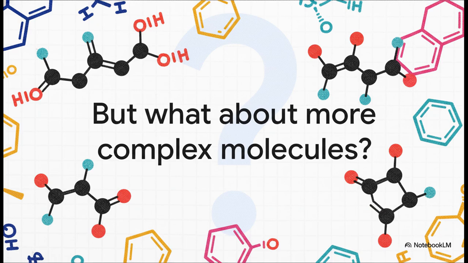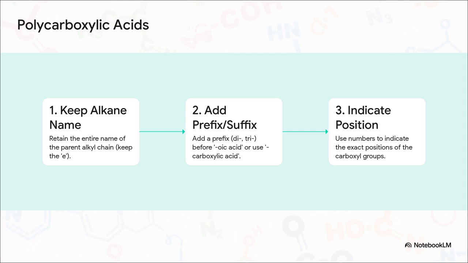But what happens when things get a little more complicated? What if a molecule has two carboxyl groups, or even three? Well, the system just adapts with a few really smart tweaks. First, you keep the full alkane name. This time, you don't drop the E. Second, you add a prefix, like di for 2 or tri for 3, right before the oic acid part. And third, you just use numbers to show exactly where those groups are on the carbon chain.